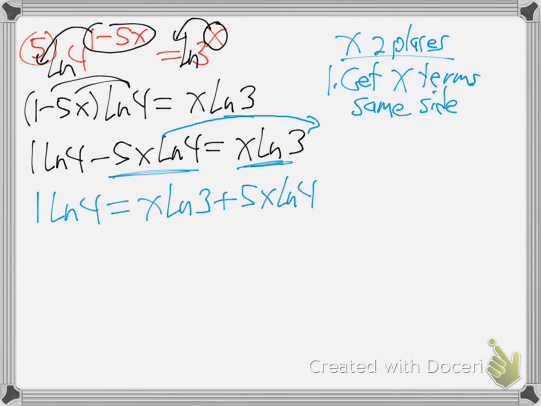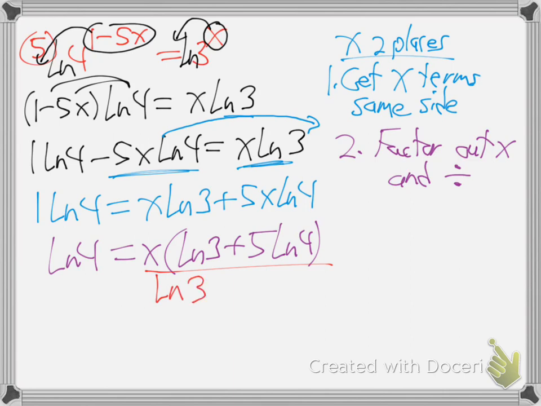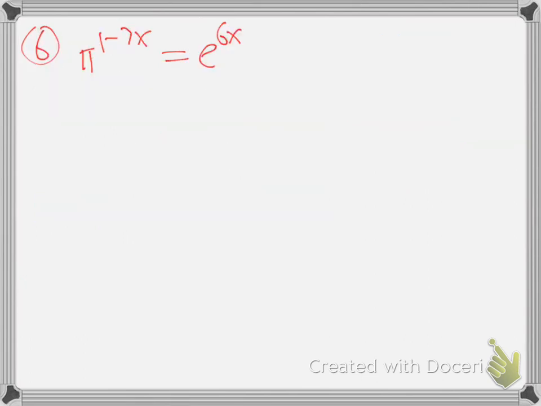And then step 2, factor out x and divide. So now I factor out the x, ln 3 plus 5 ln 4. And then last step, you just divide by ln 3 plus 5 ln 4. Boom, boom. X is alone. There we go.